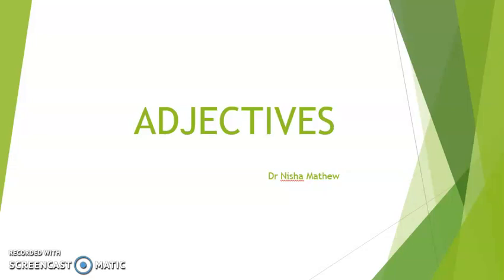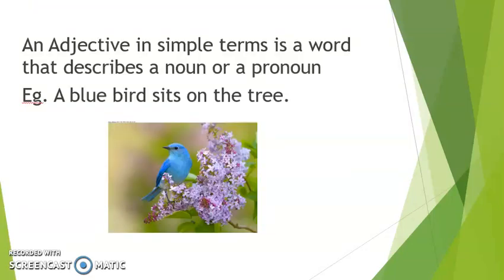Now, what are adjectives? What do you mean by adjectives? An adjective, to give a very simple definition, is a word that describes a noun or a pronoun. Now, what does that mean? Any word that gives extra information or a better and clearer information about a thing can be called an adjective.